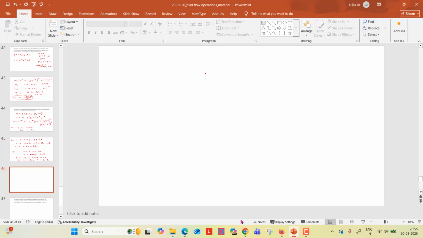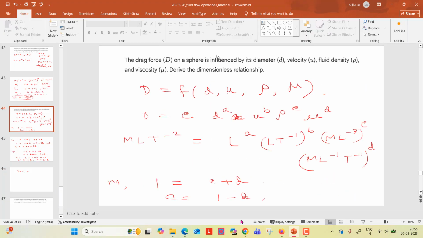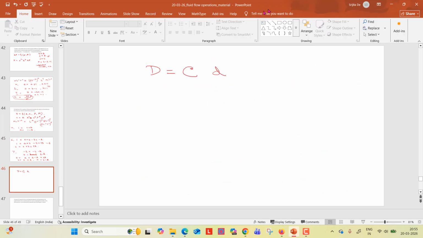So now what is the expression? It is drag force is C into D to the power A, U to the power B, rho to the power C, and mu to the power D. So D to the power 2 minus D, then U to the power 2 minus D, then rho to the power 1 minus D, then mu to the power D, right? So now you can find C rho U square D square, right?